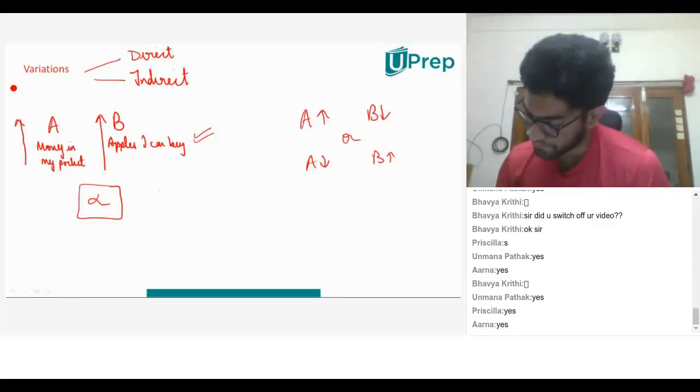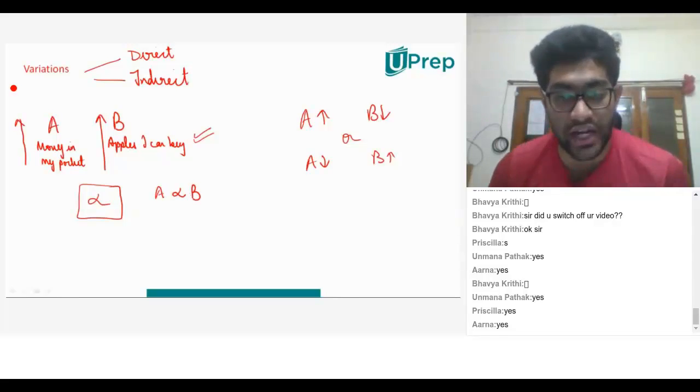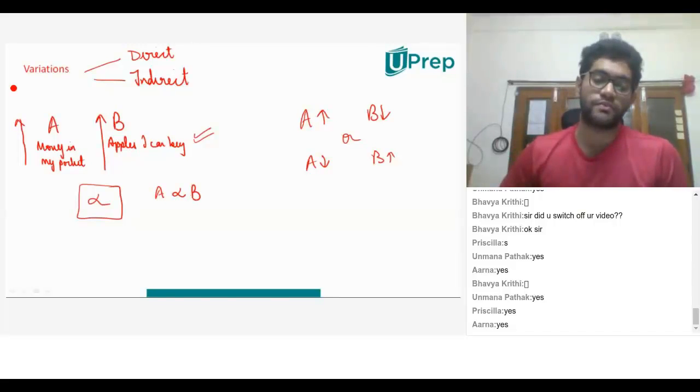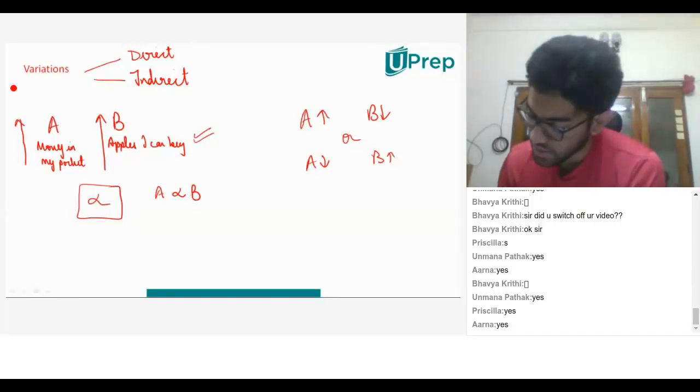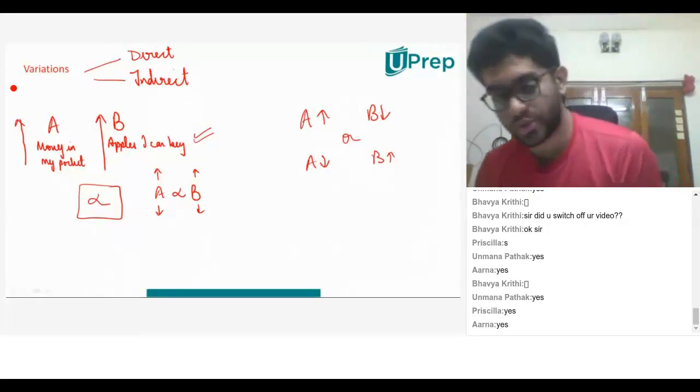Now when I say this, how do I read this? A is directly proportional to B. That means if A increases, B will increase. If A decreases, B will decrease. Look at the terminology now.